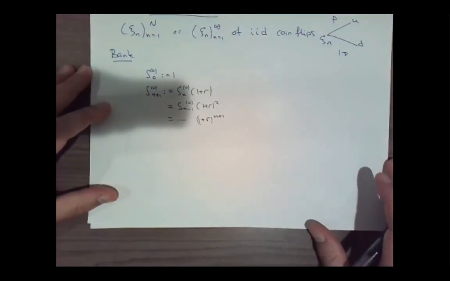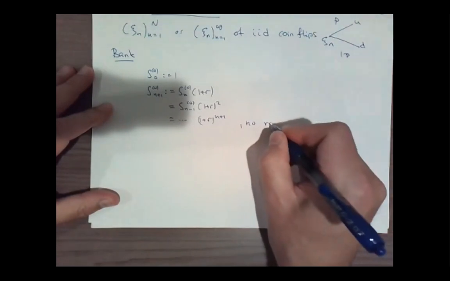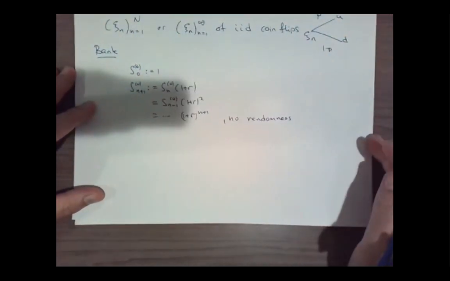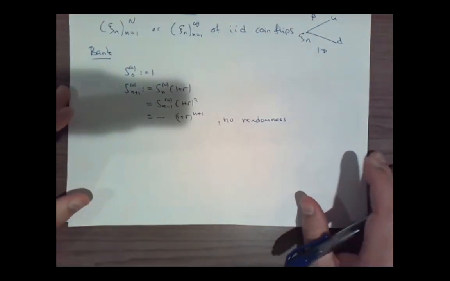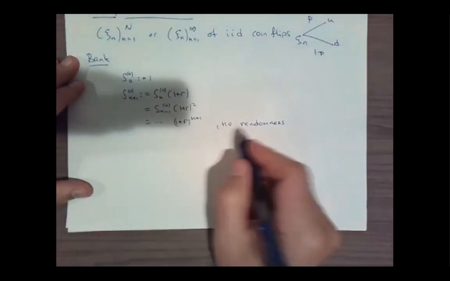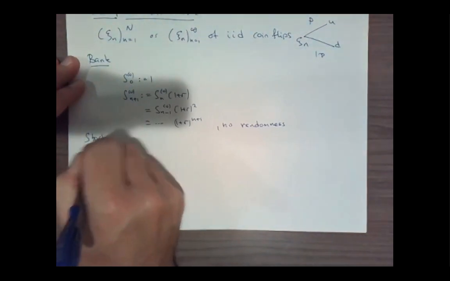That was the bank. So again, there's nothing random about this. There's no randomness. But that's the same as in the one period binomial model. So there was also no randomness in the bank there. So we'll do the stock then.